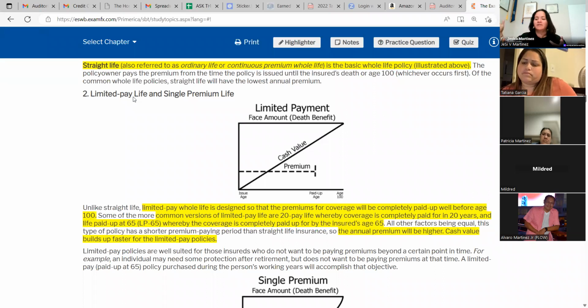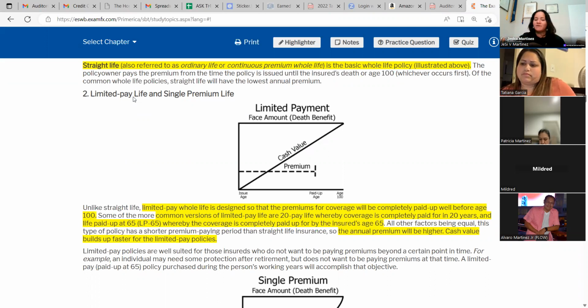Pero my coverage is for the full time. Or single premium, una prima. Tengo que pagar una sola vez. Pero mi cobertura, it's until 100 or until the day I die. Exactly. Like it's to there.